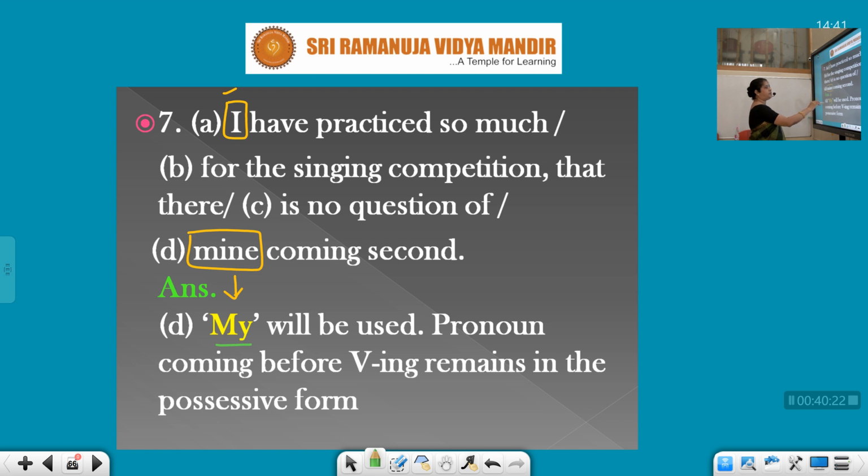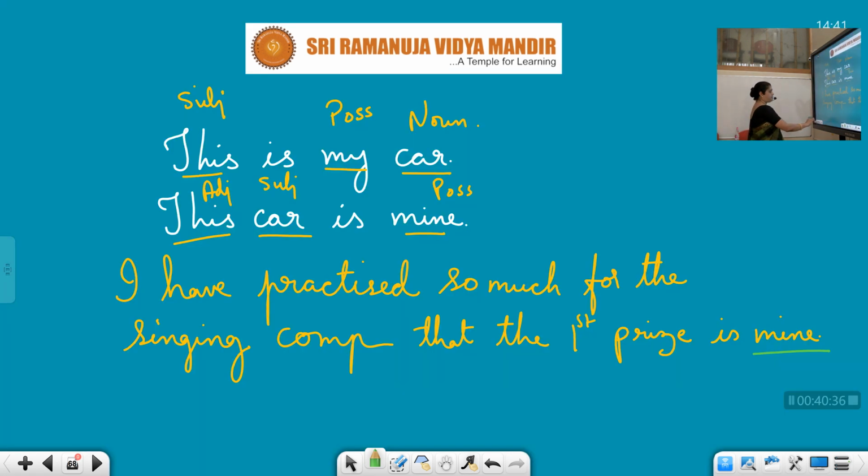And what is the definition given here? My will be used. Pronoun coming before V1 remains in the possessive form. Wherever it is coming before V1, it will always be my, not mine. Fine, students.